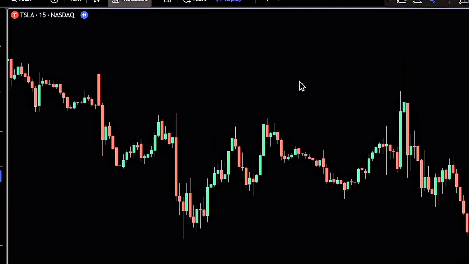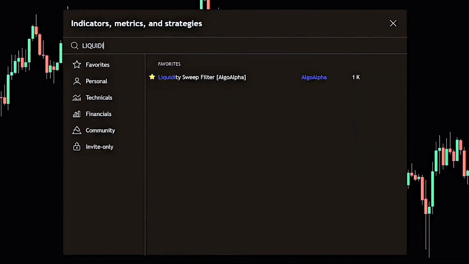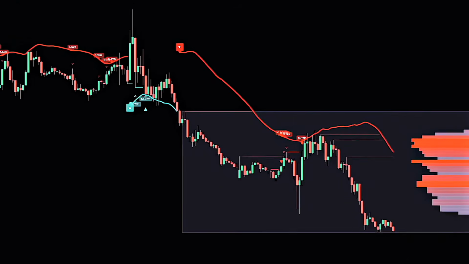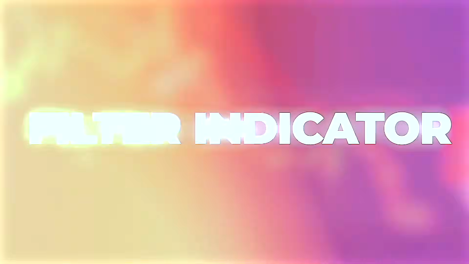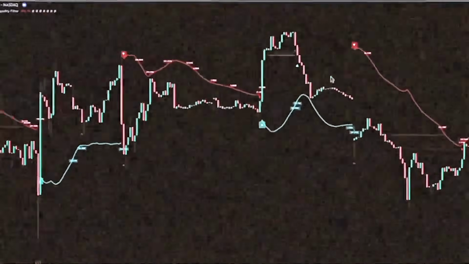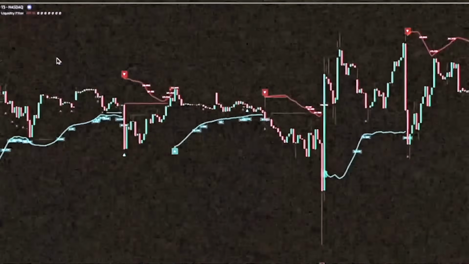Once you're on TradingView, click the Indicators tab, search for Liquidity Strip Filter by Alpha, and add it to your chart. Boom! There it is, the Liquidity Strip Filter, a game changer for spotting those moments when the market triggers a flood of orders. So what's a liquidity sweep?